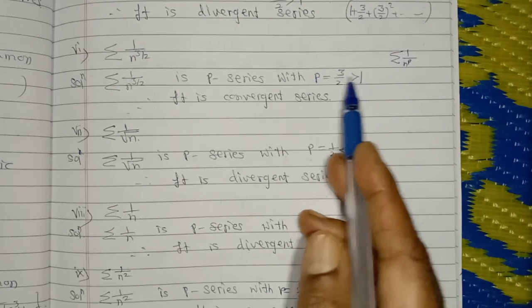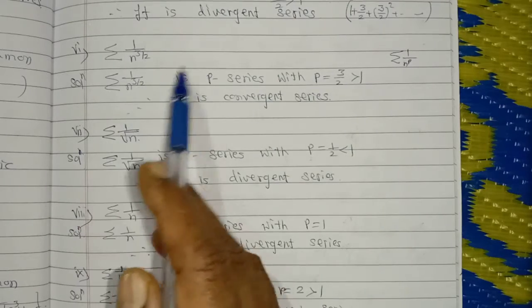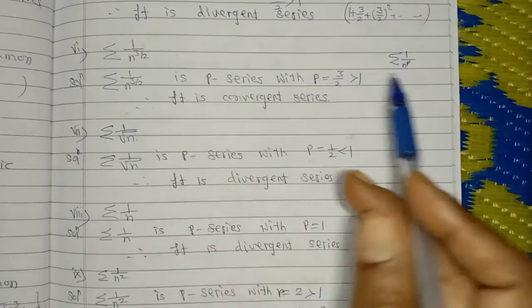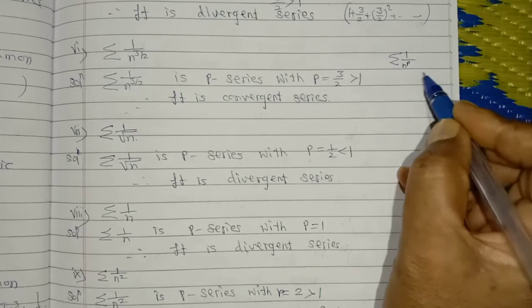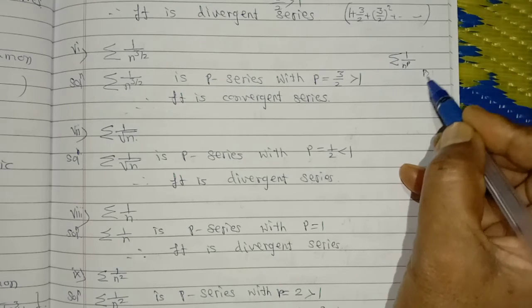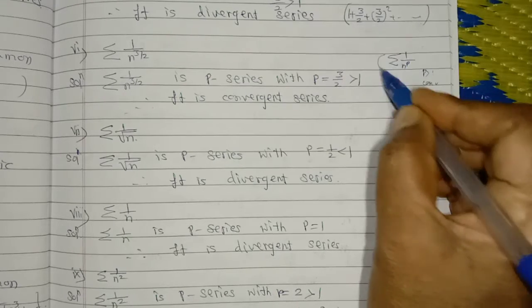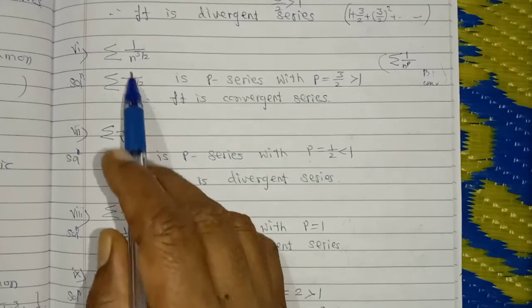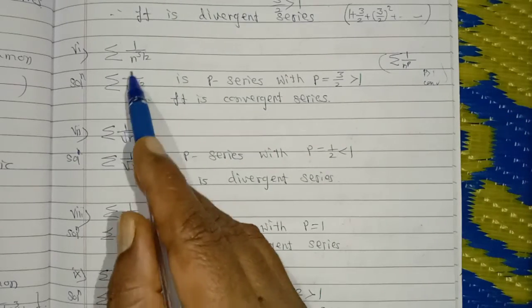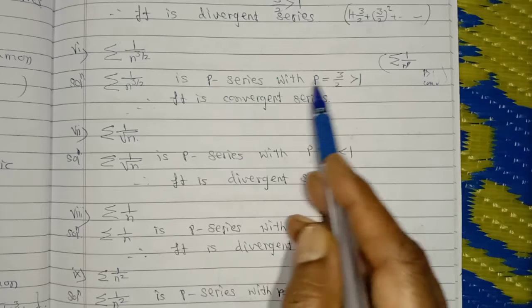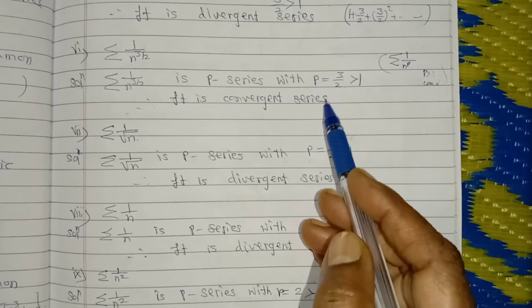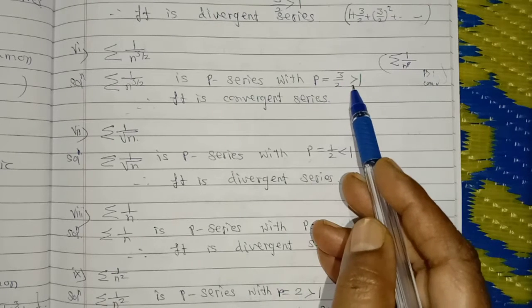Hence by the result the p series summation 1 upon n raised to p is convergent for p greater than 1. Series is convergent. So given series summation 1 upon n raised to 3 by 2 is convergent series since p equal to 3 by 2 is greater than 1.